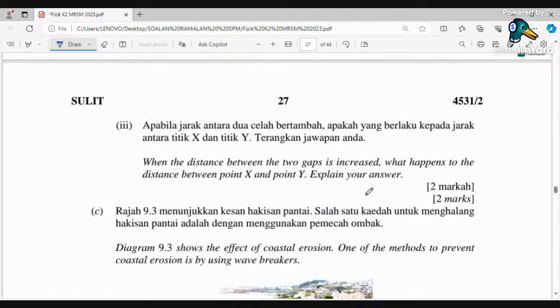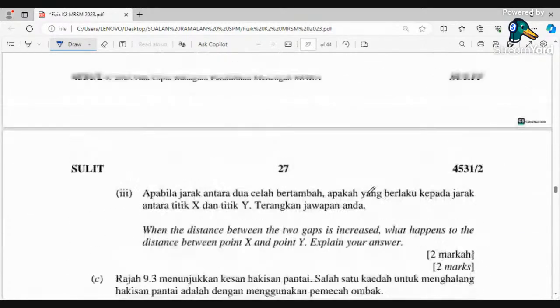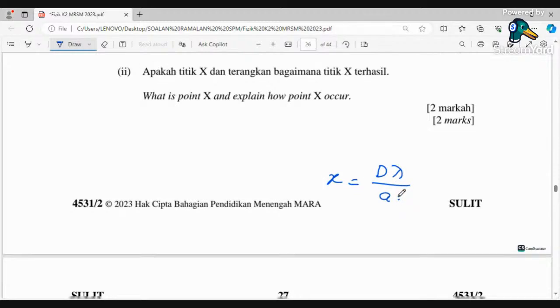Okay, part 3, when distance between two gap increase, what happen to distance between point X and point Y? Explain your answer. Maksudnya value of X. Interference, lalu ingat formula dia. X equals d lambda over E. Okay, X directly proportional to wavelength.